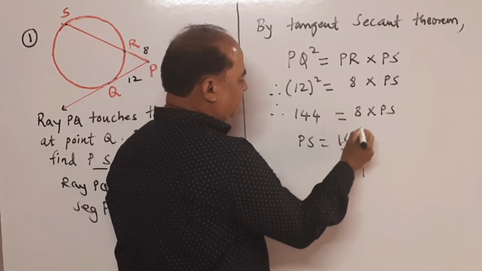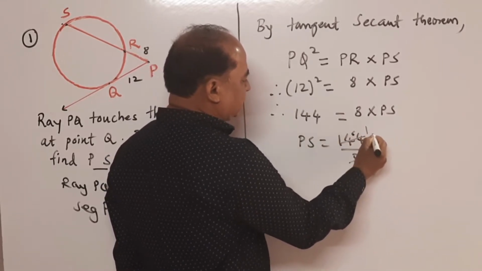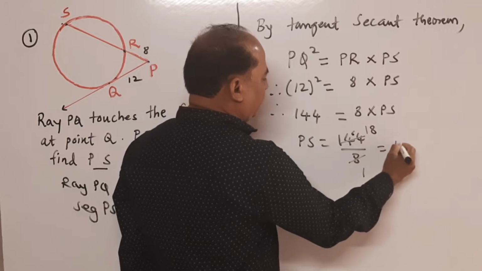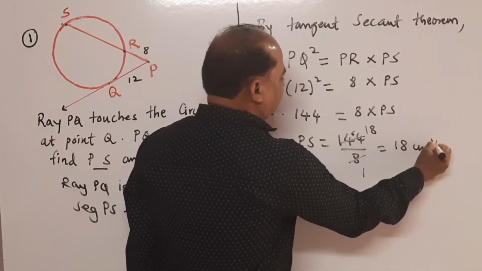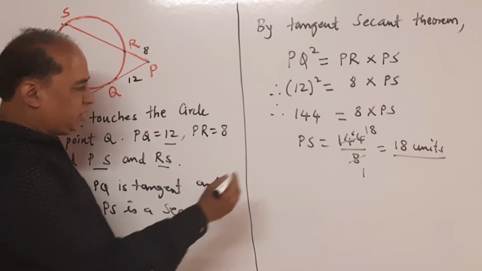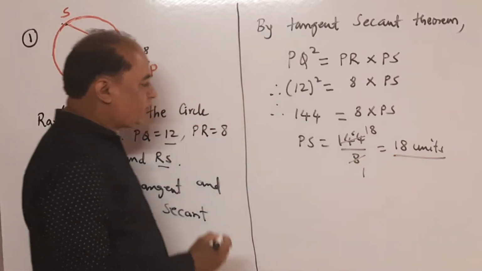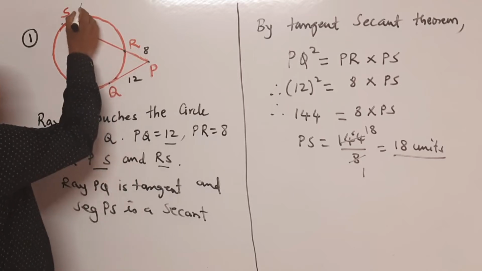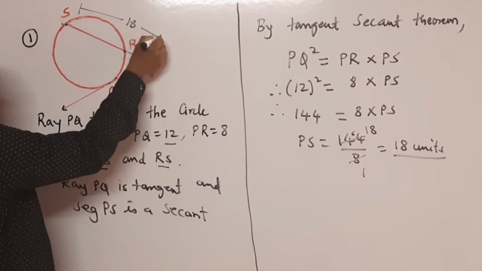8 ones are 8. Carry 6. 8 eights are 64. So PS is equal to 18 units. So PS complete is 18.